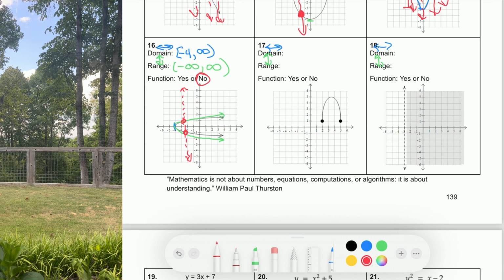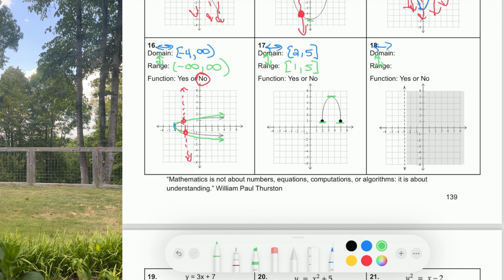Number 17, our domain. Does it stop getting any wider left to right? It does. It actually has a limit of 2 and looks like 5. So our brackets are going to be 2, 5. It doesn't go past there. Now, what about our range? Yeah, actually, we have a limit. Let's see. We have 5, and then we have 1. So we're going to have bracket 1 to 5 here.